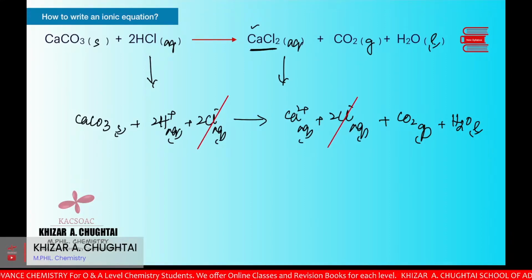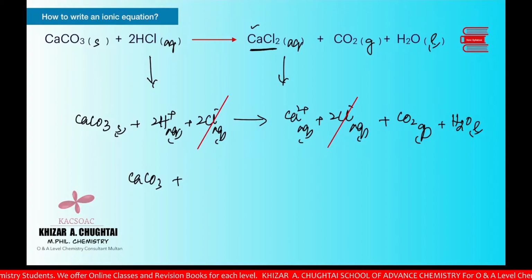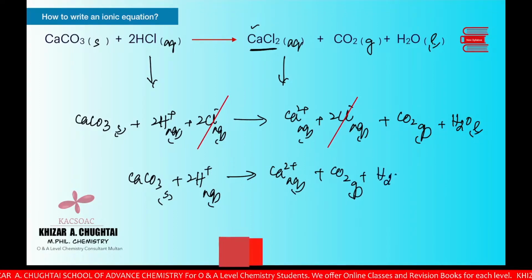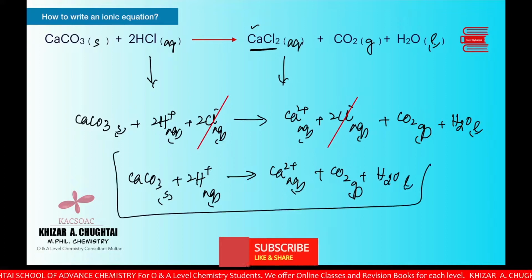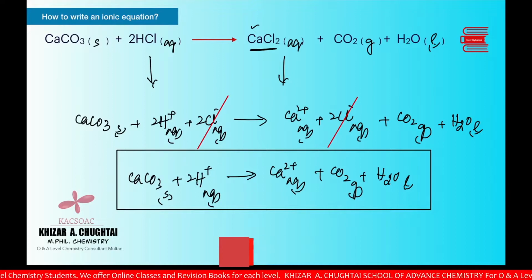So the net remaining equation can be written as CaCO3 solid plus 2H positive ion aqueous goes to Ca2 positive ion aqueous plus CO2 gas and H2O liquid. So this is the final equation that can be called an ionic equation for this type of acid-base reaction. And now come towards the next example.